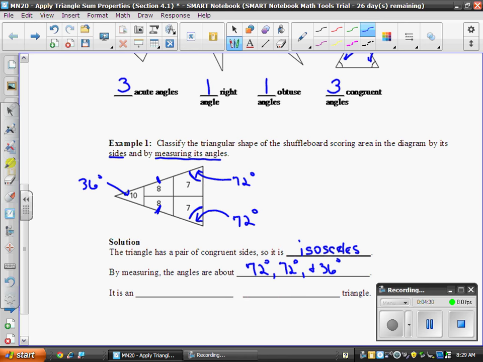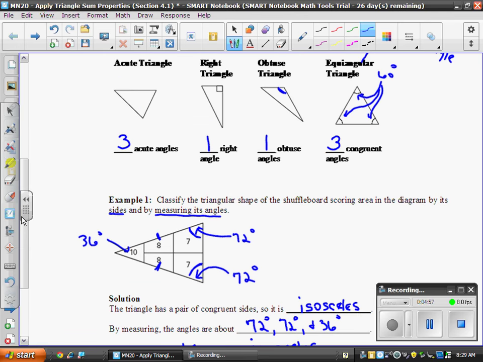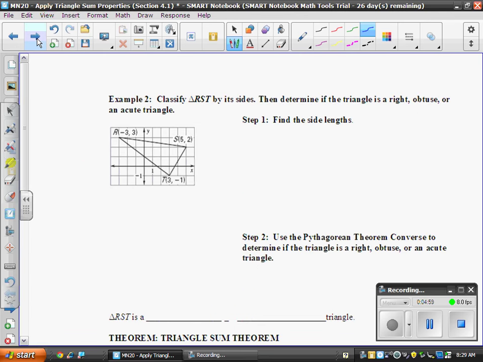So down here it says we have a triangle. It is an acute triangle because all the angles are less than 90 degrees, and it's an isosceles triangle. So that is how you classify. You classify both by its angles and by its sides. Now, if you said isosceles acute, that clearly is the same idea.